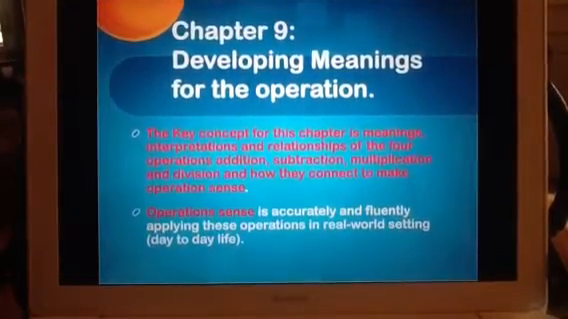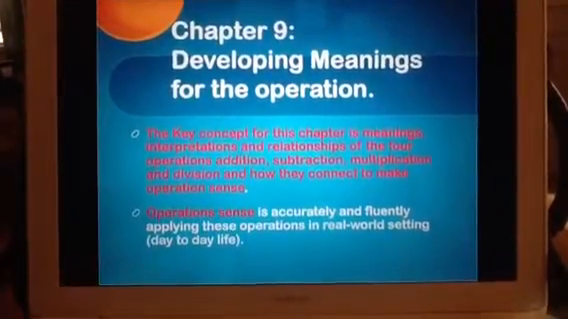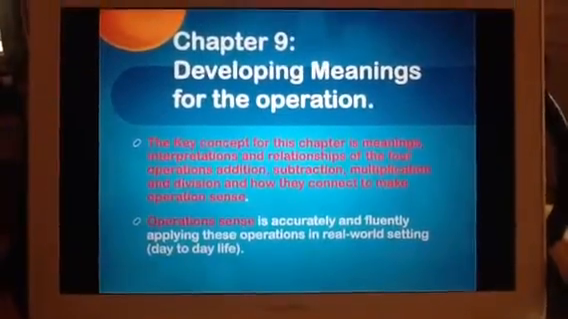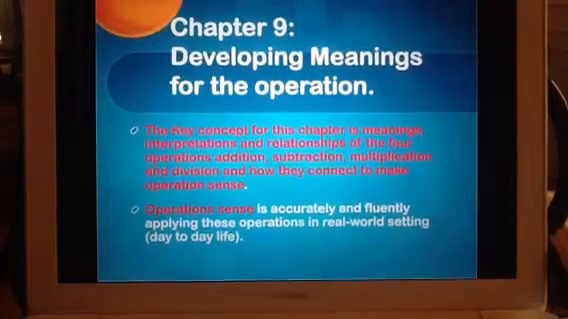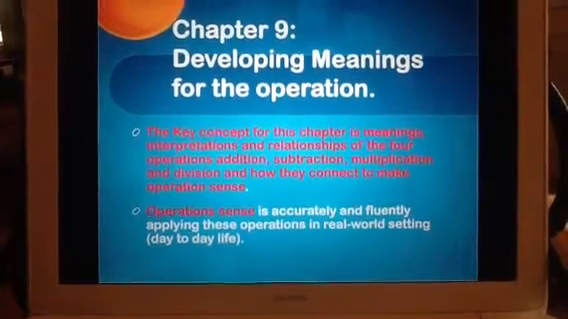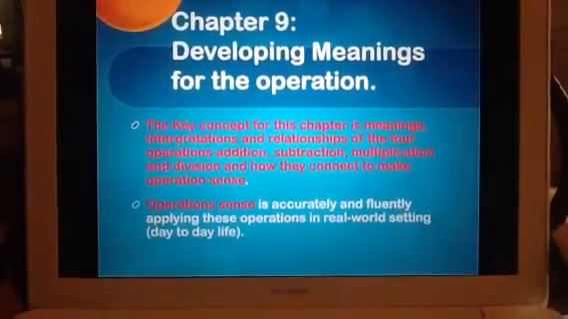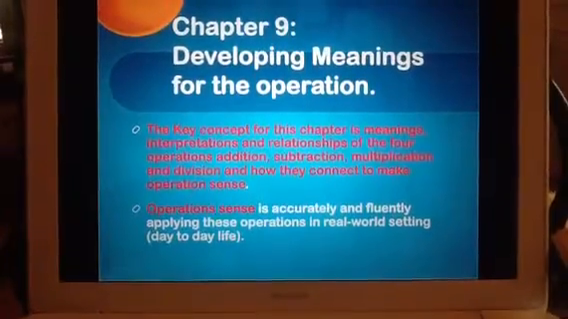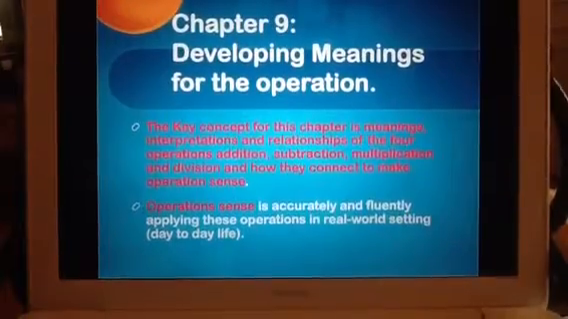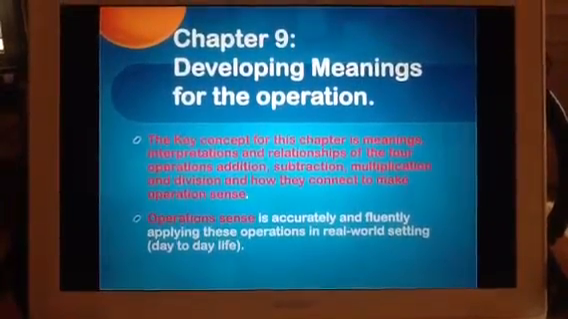Developing meanings for the operations. The key concept for this chapter is meanings, interpretations, and relationships of the 4 operations: addition, subtraction, multiplication, and division, and how they connect to make operation sense. Operation sense is accurately and fluently applying these operations in real-world settings, in day-to-day life.